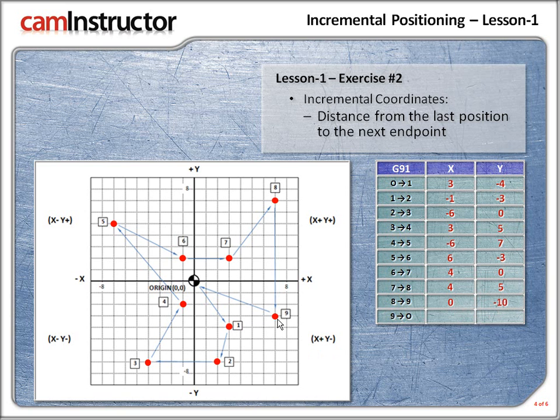Now what about 9 back to the origin? So we've got negative 7 in the x. So we're moving in the negative x direction and we're moving over 7 squares. Now what about the y? Now we're moving up, we're moving in the positive y direction and 1, 2, 3 squares. So we're looking good.